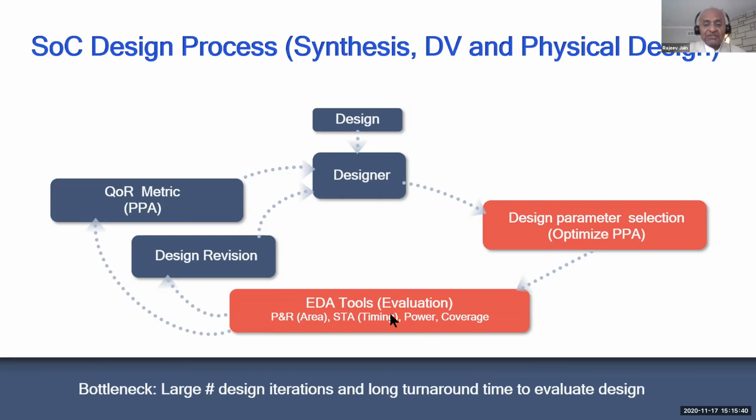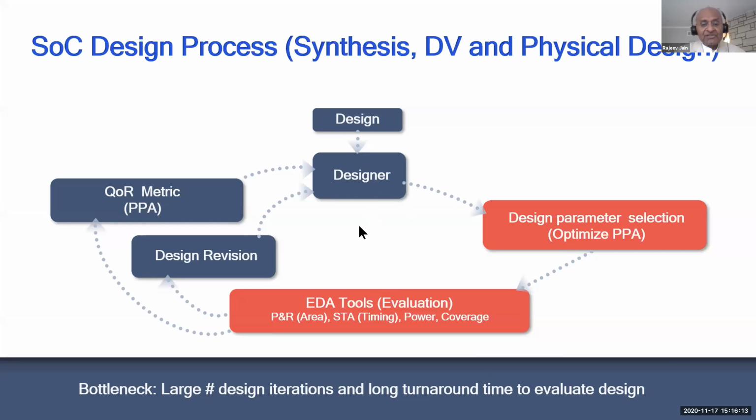Then we go into the traditional EDA tools, whether it's place and route, timing analysis, power analysis, or coverage analysis. And we'll run the tools to find out what quality the design has, what we call the quality of result metric, which is in fact the PPA, and then some other metrics. And the designer will look at those metrics and decide how he should tweak the design on the next iteration to try and get the PPA to meet the targets that have been set for the product. And this loop goes on.